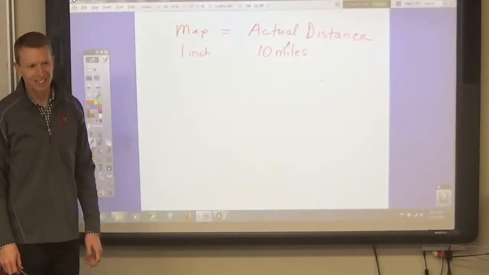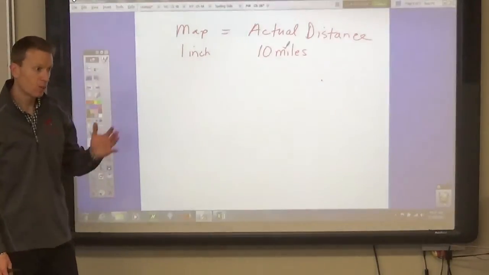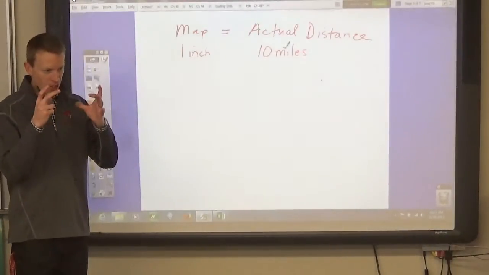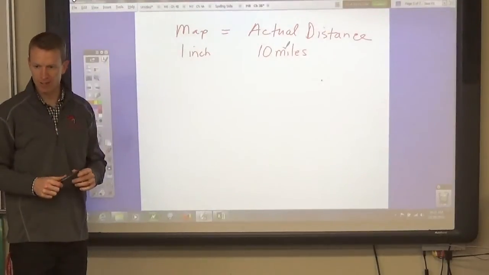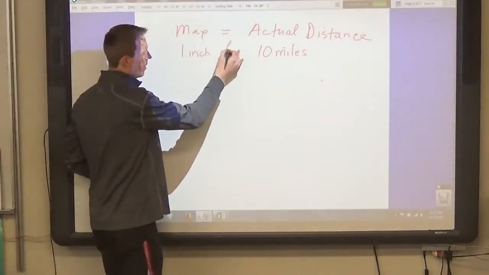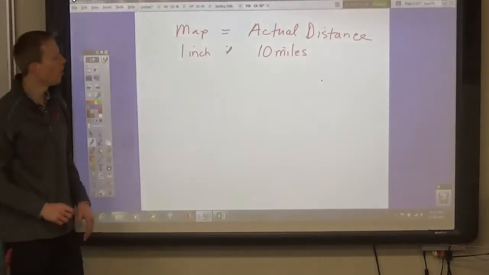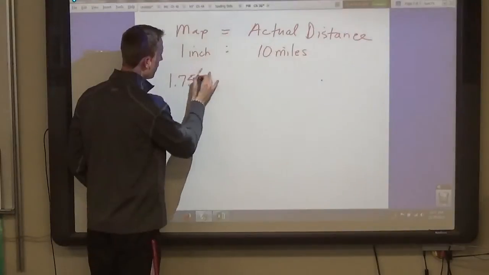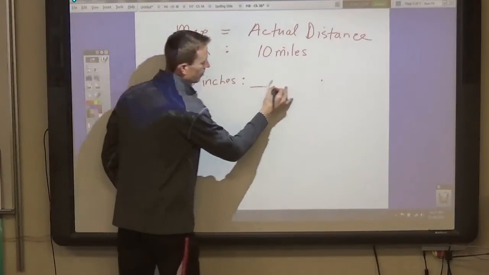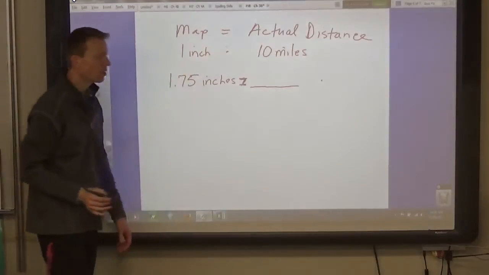So we have to use a scale which tells us what the actual distance would be. It's really creating a miniature scale model of something, and the scale will be a proportion, a ratio that tells you what is what. So if that's the case, what is 1.75 inches of something in actual distance? You can use a proportion to solve it.